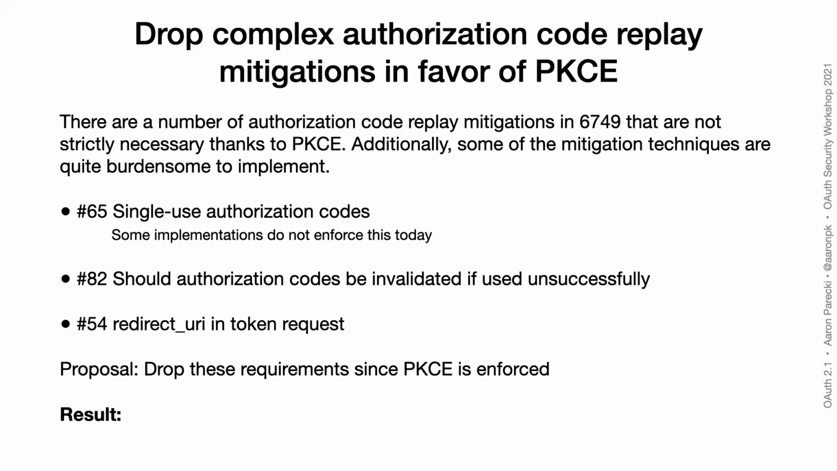There's another question, marked as 82, which is: if an authorization code is used in a request, but other parts of the request are not valid, should that also invalidate the authorization code, or should it be allowed to be used if the request was fixed? And then there's also the redirect URL that goes in the token request, which is there again to prevent a mix-up attack, but PKCE solves that aspect of it better. So the proposal here was, can we get rid of some of the complicated things that are either hard to enforce on the server or extra hoops the client has to jump through, in favor of using PKCE, because PKCE is built in?